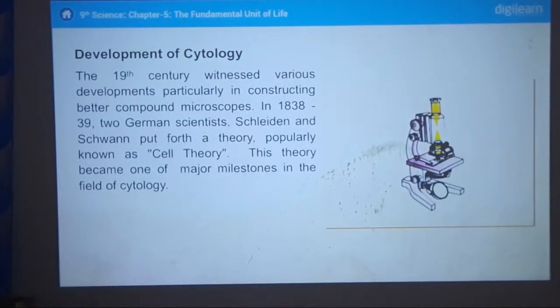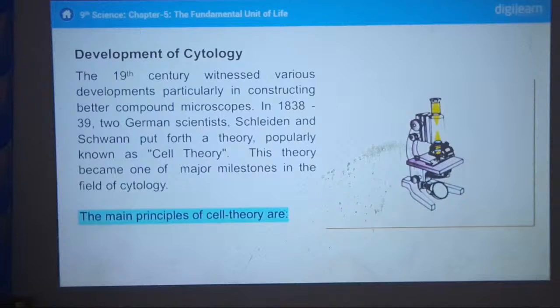The 19th century witnessed various developments, particularly in constructing better compound microscopes. In 1838-39, two German scientists, Schleiden and Schwann, put forth a theory, popularly known as cell theory. This theory became one of the major milestones in the field of cytology.